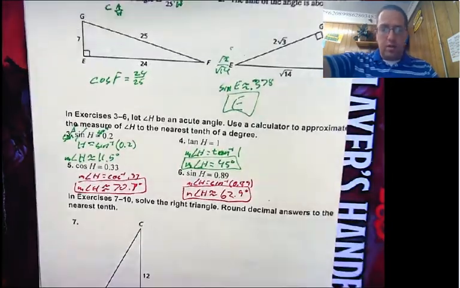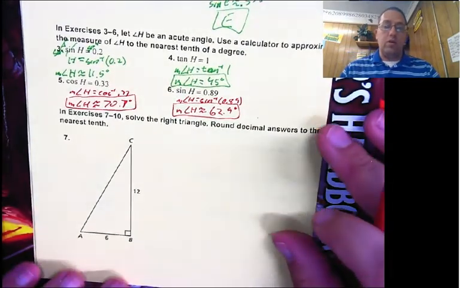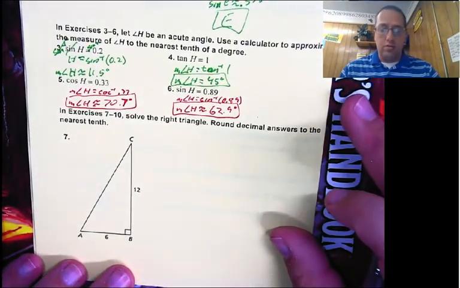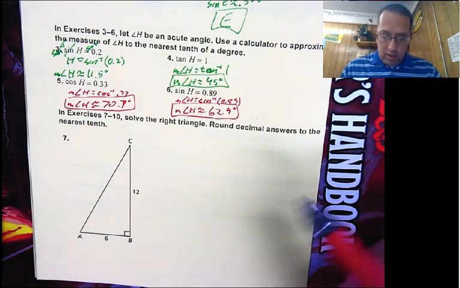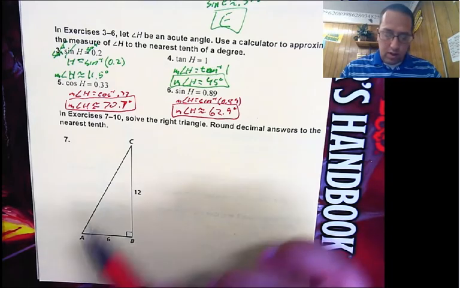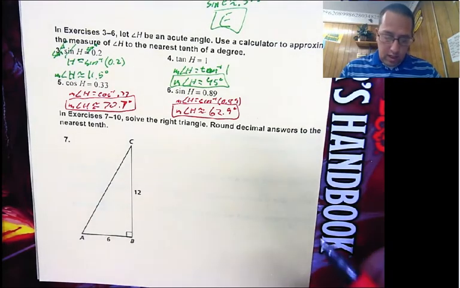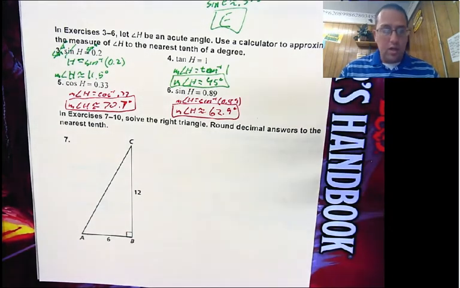All right. For the rest of these, we want to solve the right triangle. Round decimal answers to the nearest tenth. Okay. So solve the triangle means find all of the angles, all of the sides that we don't already know. Well, we know two sides. We know it's a right triangle. So those are three pieces that we know. We got to find the other three pieces. So we need the measure of angle A, the measure of angle C, and the length of AC.